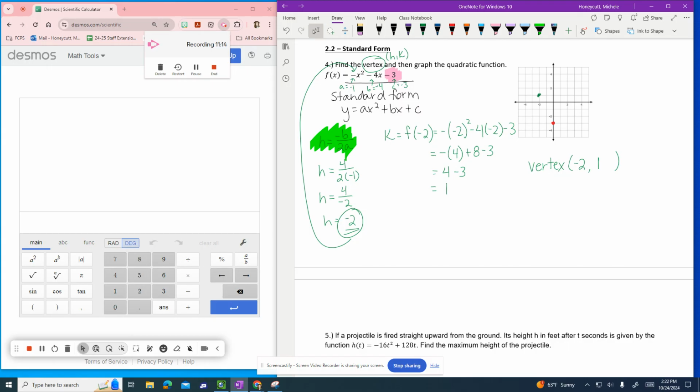And if that's the vertex, here's the y-intercept. I can reflect that y-intercept across the axis of symmetry that cuts through the vertex. If you reflect it, now you can draw the rest of your parabola.